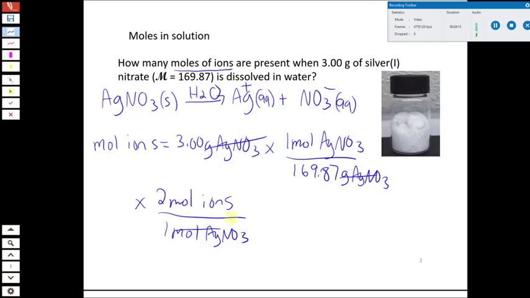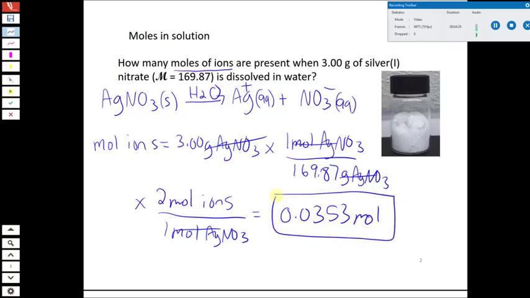And so we have to do this last step here to get moles of ions. So it would be 0.0353 mole would be the total number of moles of ions in solution. We could have also done it for one of the individual ions.